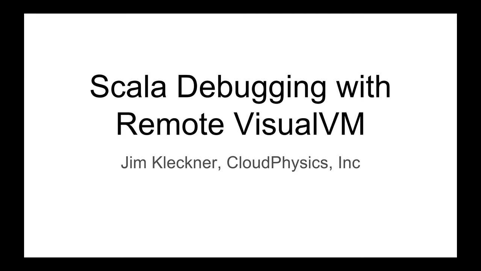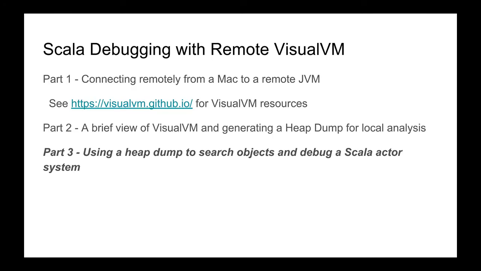This is the last part of Scala Debugging with Remote VisualVM. Parts 1 and 2 are also on YouTube. Part 1 is connecting up to a remote resource and using JMX and VisualVM. Part 2 is a survey of VisualVM and what you can get from it. And Part 3 is actually doing debugging of a Scala actor that has a race condition and is leaving garbage.